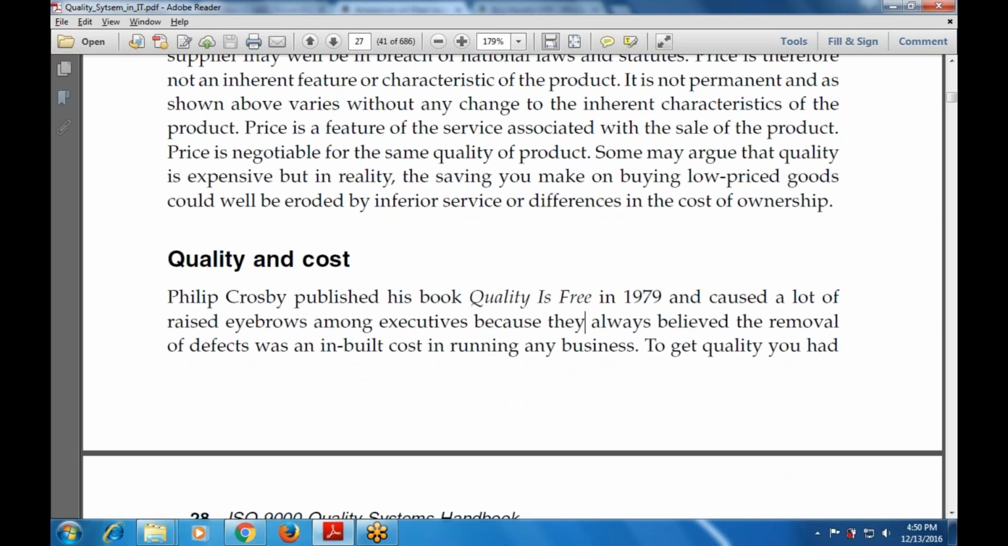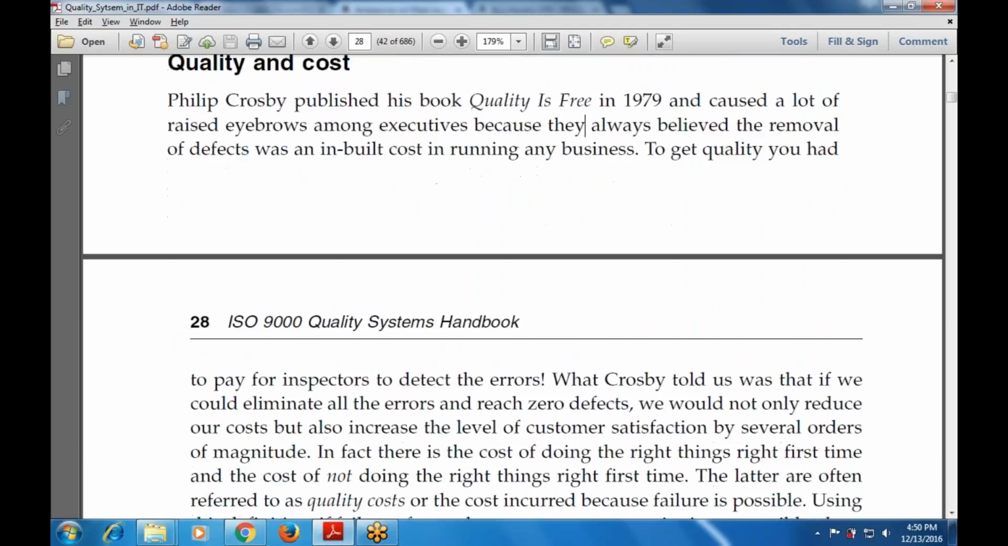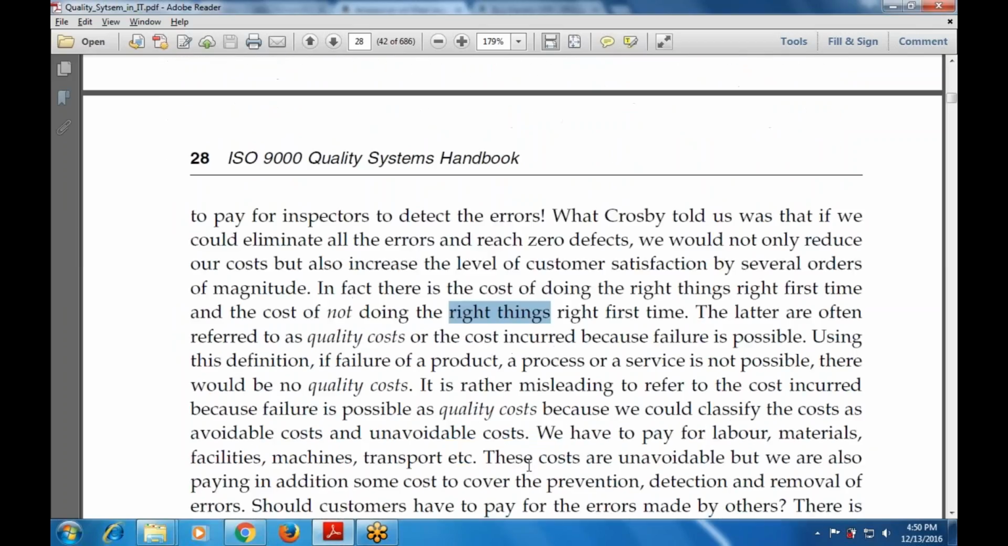The most often used term is quality, which is a free-of-cost benefit. With all the errors eliminated and reaching zero defects, we would not only reduce our cost but also increase the level of customer satisfaction by several orders of magnitude, that is, by using the right time, not doing the right thing but doing the right thing first time.